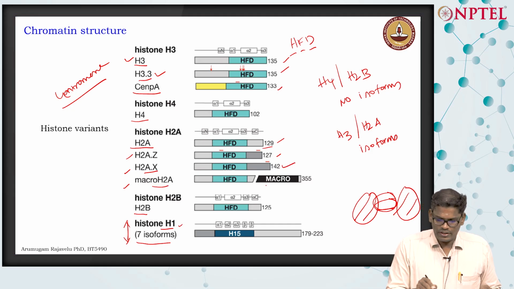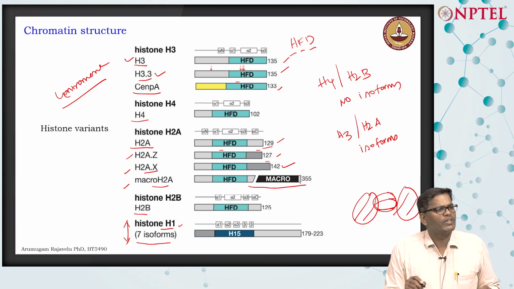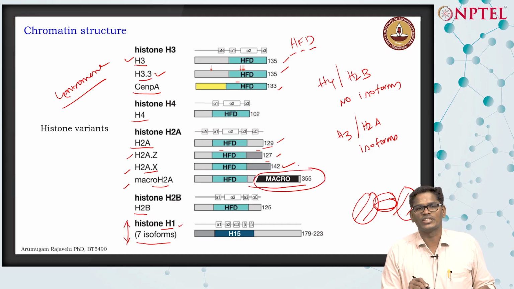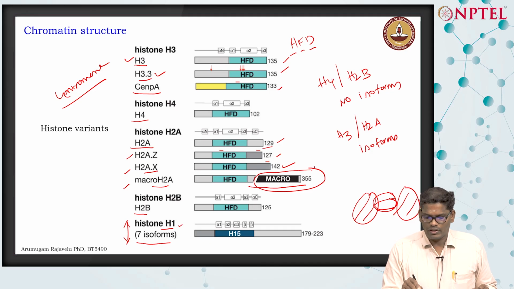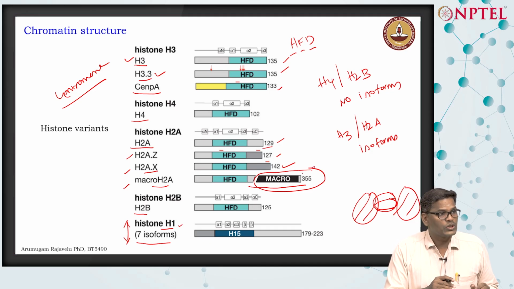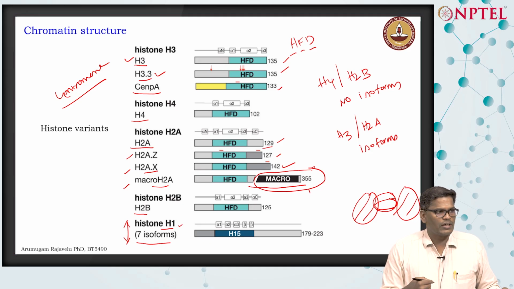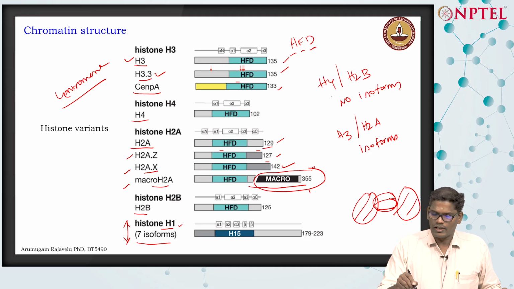Another important variant is macroH2A. It's very unique. You can see it has excess amino acids in the C-terminal region. It is also not present throughout the chromosomes, but selectively on a few chromosomes, where it has a very important function. I'll tell you. So these are the different histone isoforms. Particularly, H4 and H2B do not have isoforms, and H3 and H2A do have isoforms.